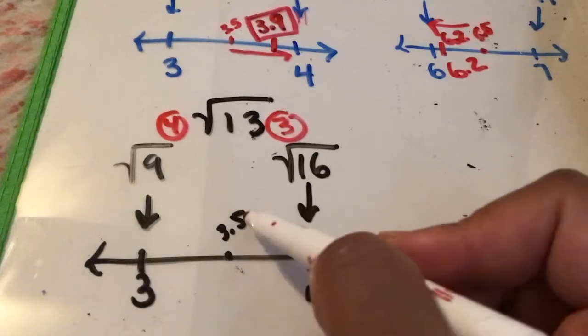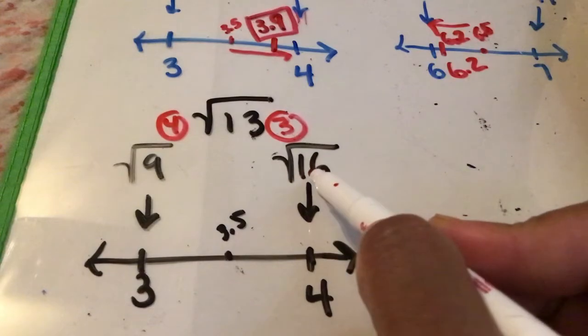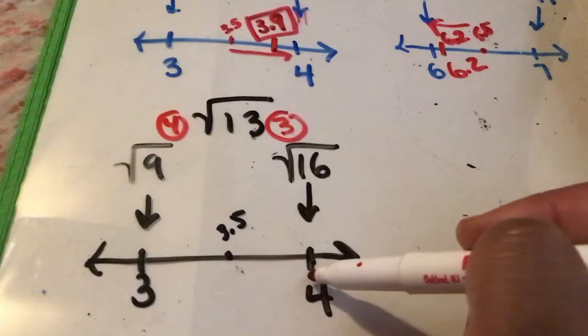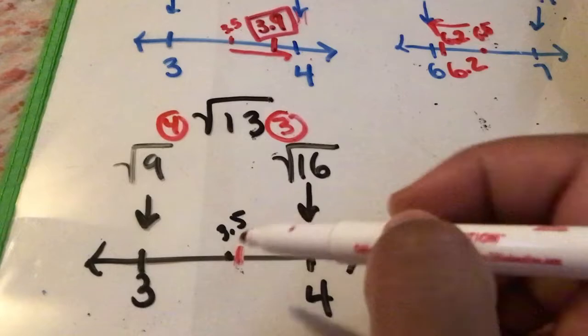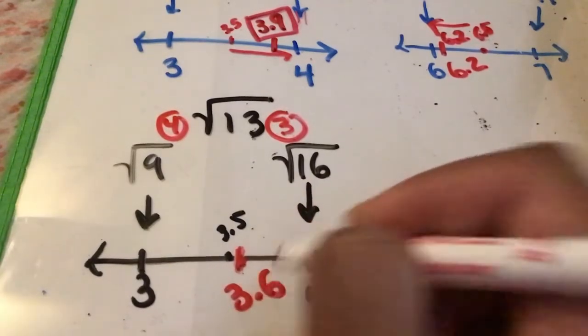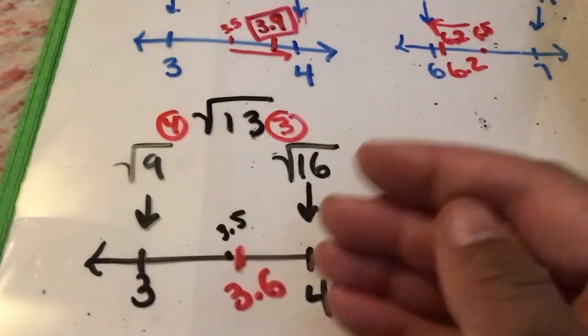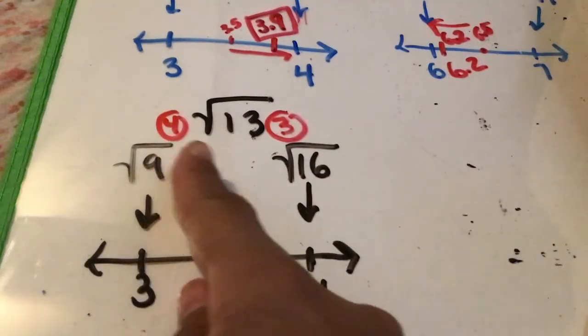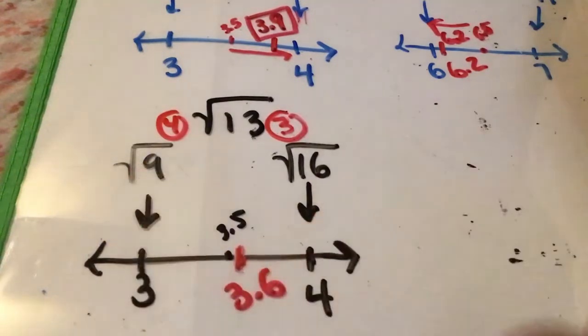So I want a number that's really close to the halfway mark. But I'm going to notice that it's a little bit closer to square root of 16. So I'm going to make this a little bit, just a smidge closer to 4. So a decimal that would be almost halfway, but a tiny bit closer would be a 3.6. So you're only using these middle numbers, 3.4, 3.5, and 3.6, if you're almost halfway in between the two houses that you're looking for. All right, we'll do one more and then we'll be done with this concept.